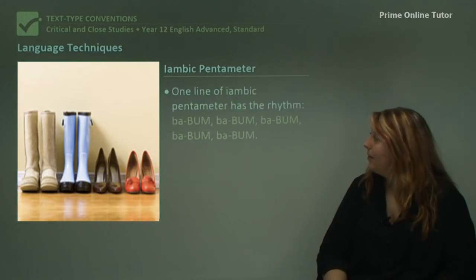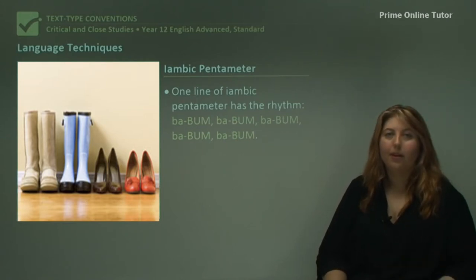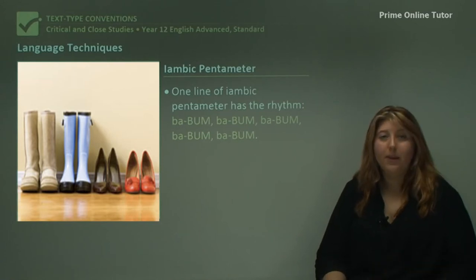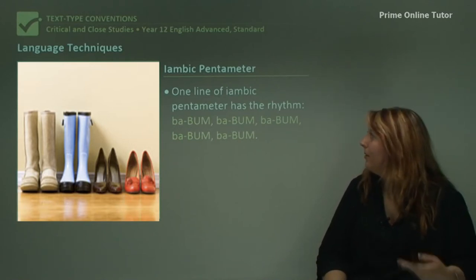So one line of Iambic Pentameter is going to have the rhythm ba-bum, ba-bum, ba-bum, ba-bum, ba-bum. So you'll find that a lot of English phrases naturally fall into this rhythm, and you almost can't help but emphasize the words that are the second syllable in every sort of line of the Iambic Pentameter.